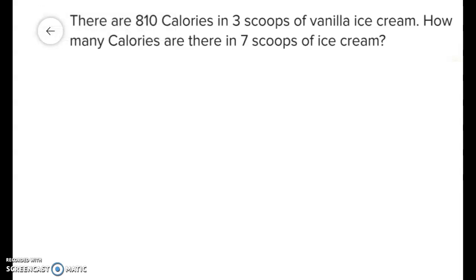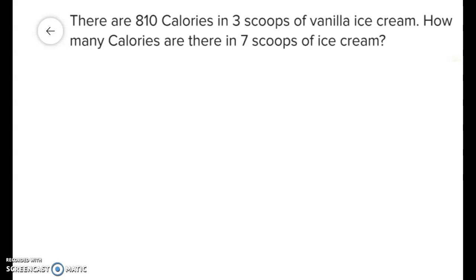All right, guys, so here's going to be example number 5. Probably going to be the last example that I'm giving you for today. So let's go ahead and take a look. It says there are 810 calories in 3 scoops of vanilla ice cream. How many calories are there in 7 scoops of ice cream?